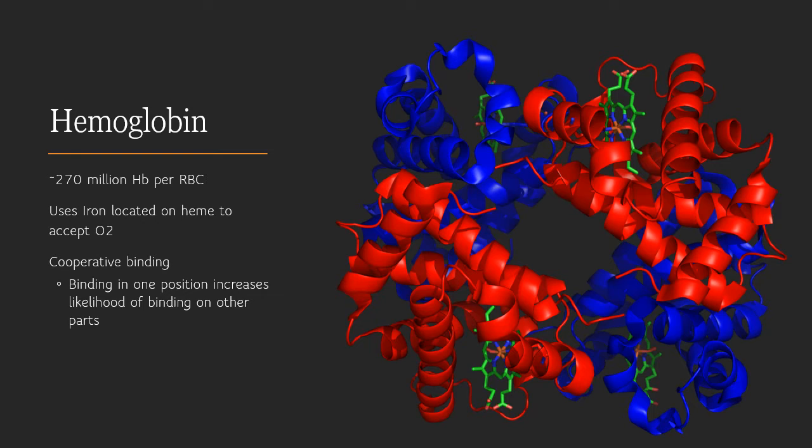When oxygen binds to one of the 4 available positions, the hemoglobin will adjust its shape to increase the likelihood that oxygen will bind to another position. This is known as cooperative binding.